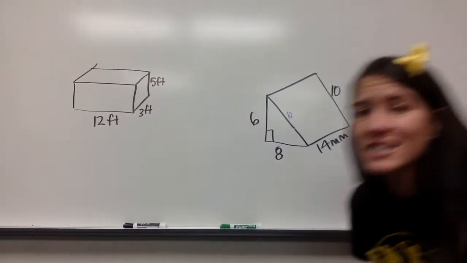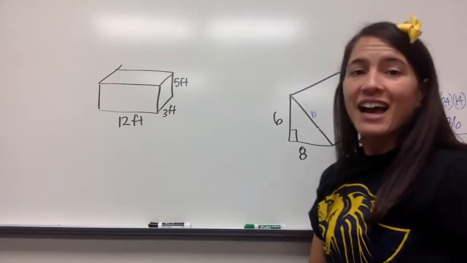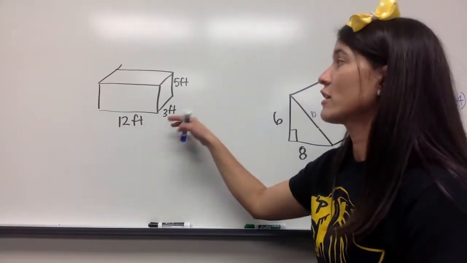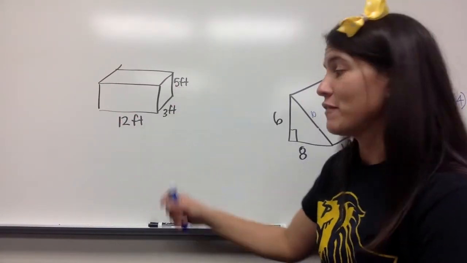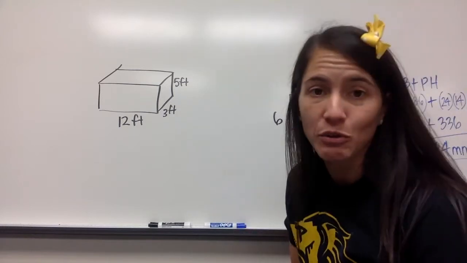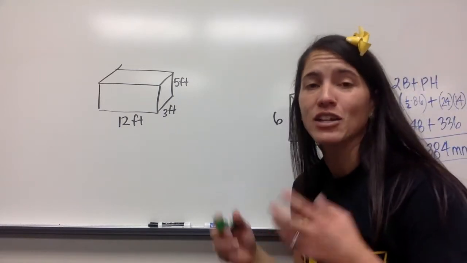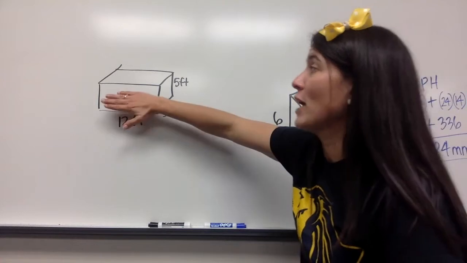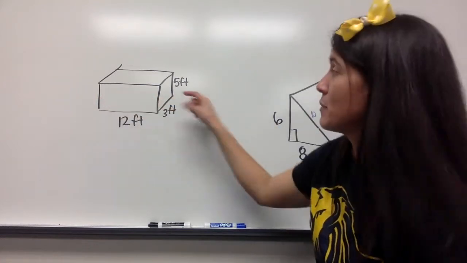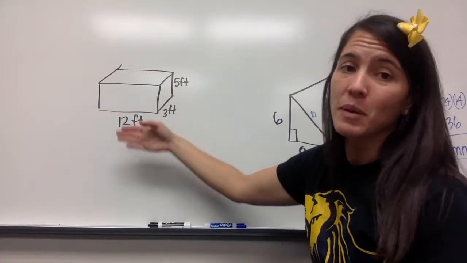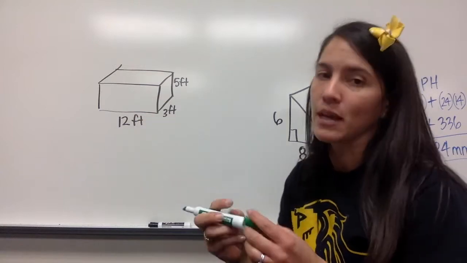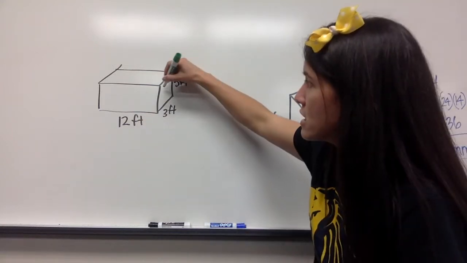So now let's go to this problem. I have a rectangular prism, 12 feet long, and then this is 3 by 5 feet. When you do a rectangular prism, you actually can decide which way your base is. Some people like to look at this as their base, some people might use this as their base, and some people might use the bottom as their base. For this example, we're going to use this as our base.